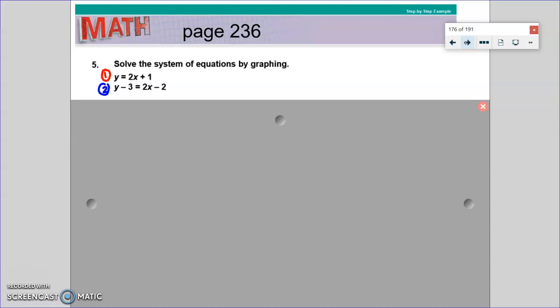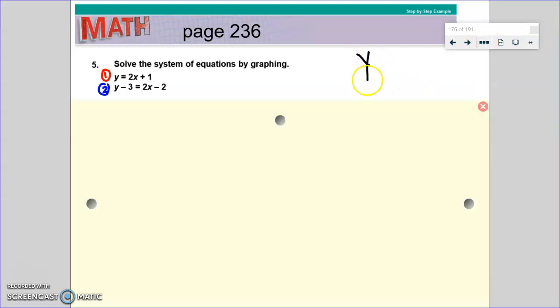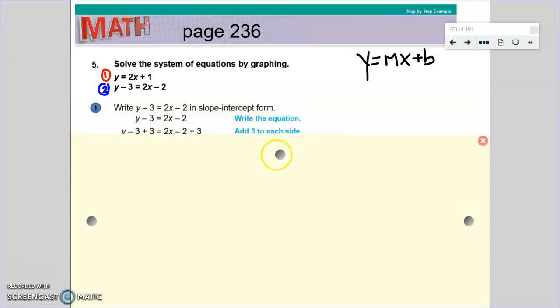And my last example here is from our textbook again, example 5, where we want to graph our equations. Now remember, when we're graphing our equations, we always want to check that it's in our slope-intercept form, which is that y equals mx plus b. And if it's not, we need to rewrite it. So we do notice that in this case, my first equation is in slope-intercept, but my second, we would have to fix by getting that y by itself. So we can do that by adding a 3 to both sides and get y equals 2x plus 1.